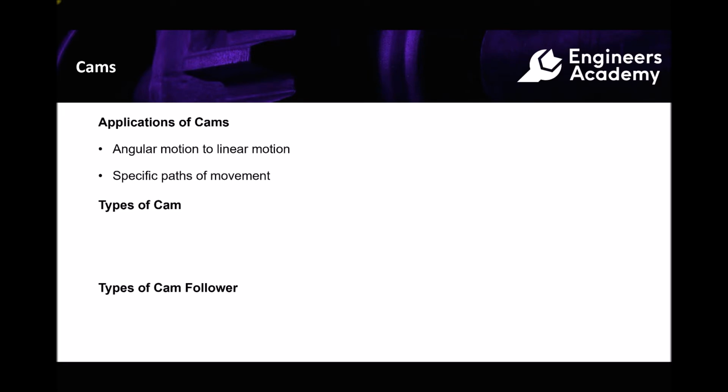So to begin with then, what is the purpose or the application of a cam? Well, a cam is specifically designed to convert angular motion into linear motion. And as you're going to see throughout this video, we can achieve various specific paths of movement using different types of cam. And in actual fact, we can design cams to achieve almost any motion that we might desire.